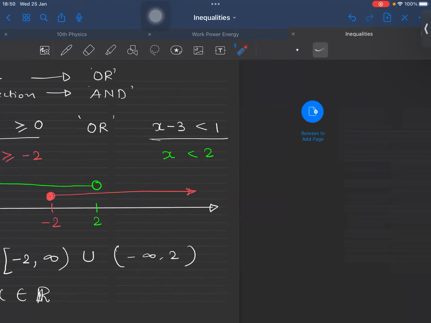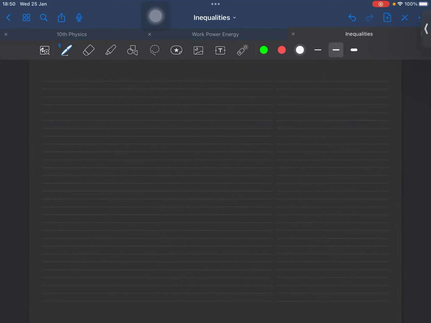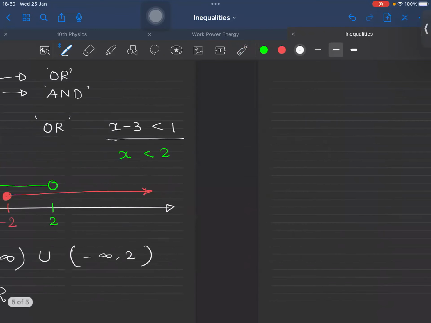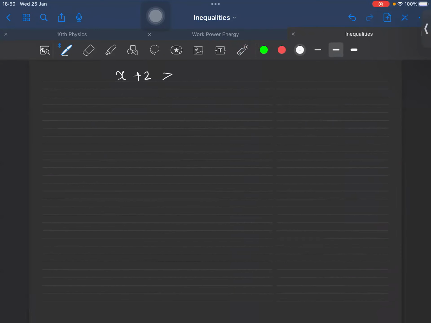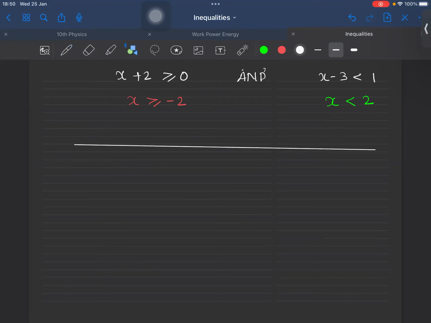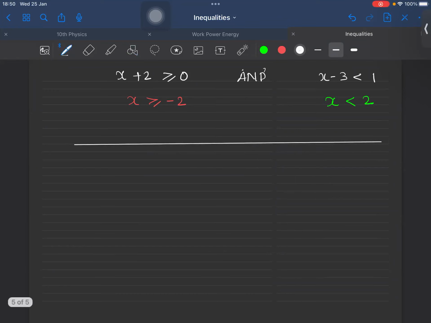All right, let's see a problem based on an AND statement. Same problem. Let's say x plus 2 is greater than or equal to 0, and x minus 3 should be less than 1. Now again, the solution is the same. So x must be greater than or equal to -2, and x must be less than 2. Again, we are going to make that number line. We have two critical points, -2 and 2.